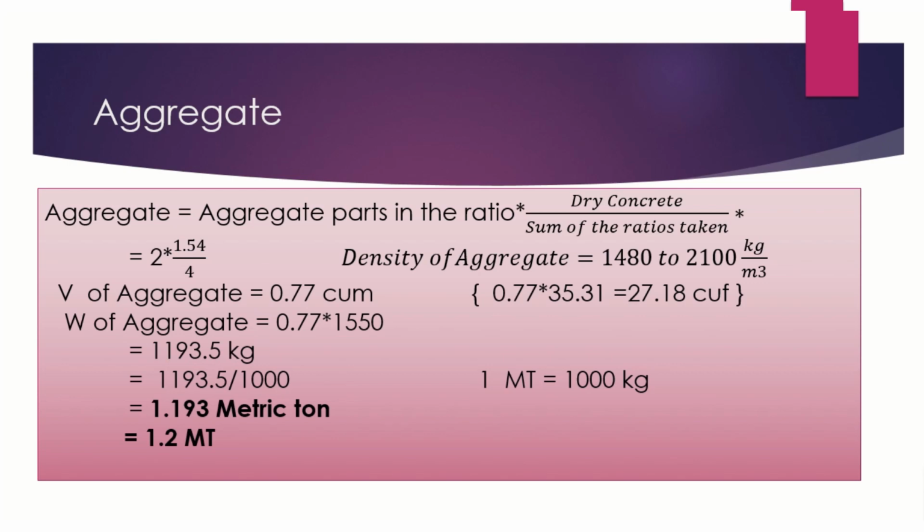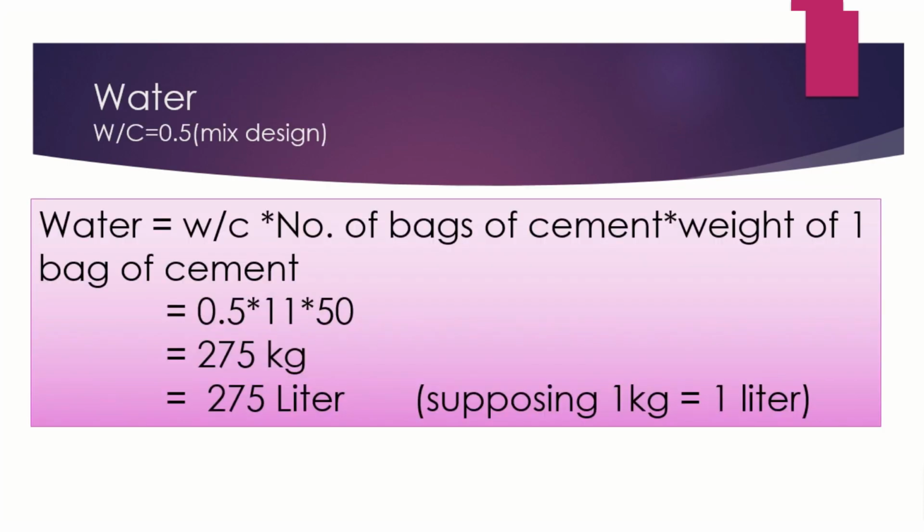Now let's move and calculate how much water content is required for 1 meter cube of concreting. In this case water cement ratio is 0.5. It may be 0.5, 0.55, 0.45, depending upon mix design, but in this case I have taken 0.5. And for water we require the water cement ratio, which is given here. Now the formula for calculating the quantity of water is water cement ratio into number of bags of cement into weight of bag of cement.